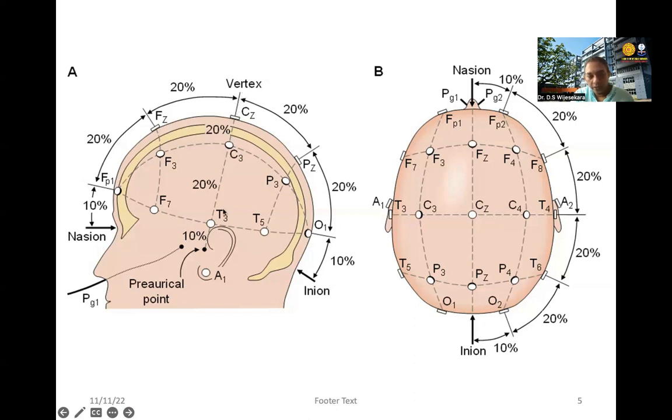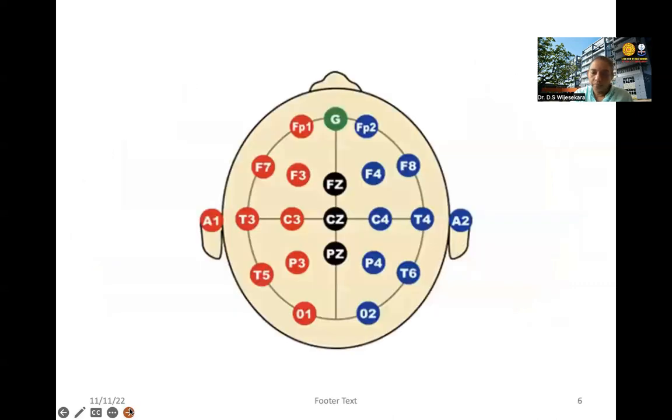And also you need to take it horizontally as well, where you take it from the pinna close to the preauricular point, and to the other side preauricular point, and then measure it the same way, and then place the electrodes. So this is a nice picture of how they fix the electrodes with measuring of the distance. This is called a map or a montage.